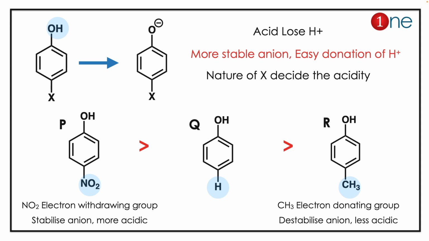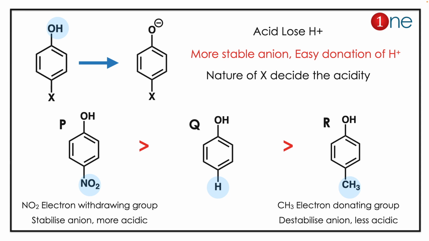Here three different functional groups are there. One is NO2, another is hydrogen, another is CH3. Hydrogen is ineffective, so only NO2 and methyl. Everybody knows NO2 is the electron withdrawing group. It stabilizes the anion by decreasing charges.